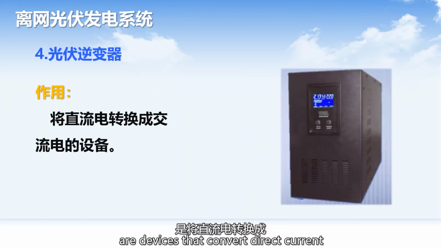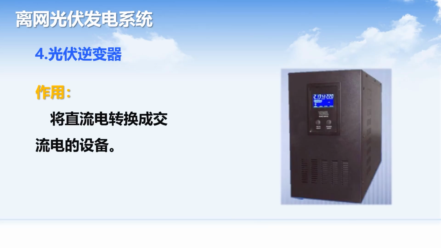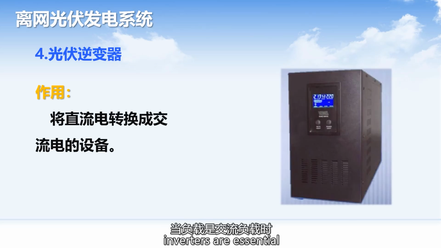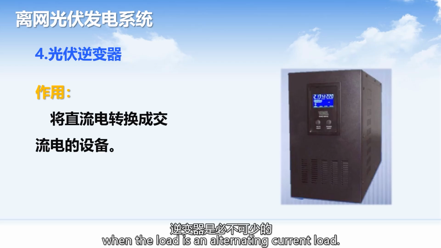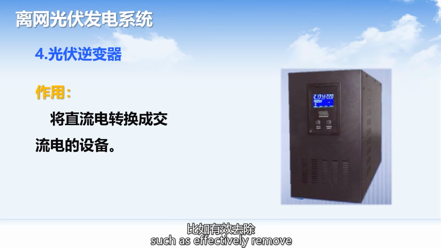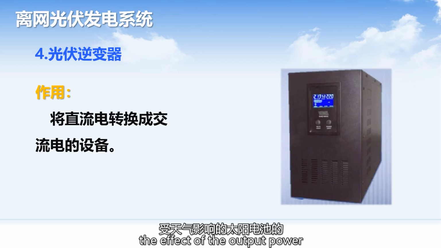Inverters are devices that convert direct current into alternating current. As solar cells and batteries emit direct current, inverters are essential when the load is an alternating current load. In addition, they can also protect the system, such as effectively removing the effect of the output power of solar cells affected by weather.